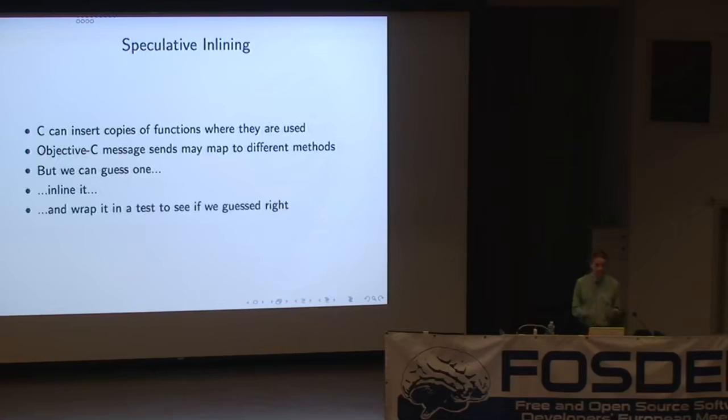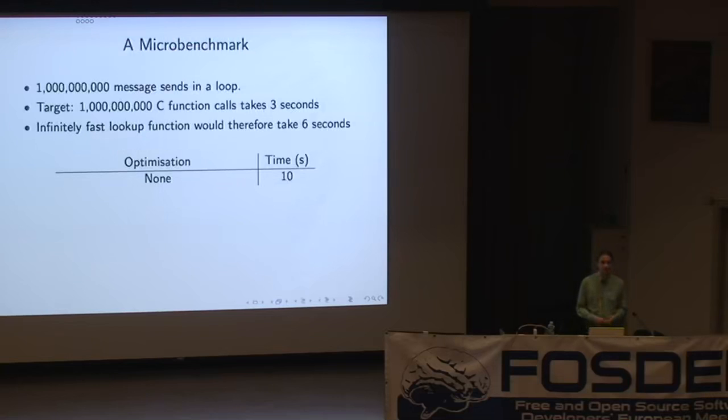And then we can just wrap that in a little test which says, did we guess right? If so, don't bother with the call, just go straight through the inlined version. And that then lets you do some other optimizations, so you can take the inlined path and do constant propagation through that, and so that can have some nice speed-ups. So I sort of waved my hands and said, we can make stuff faster.